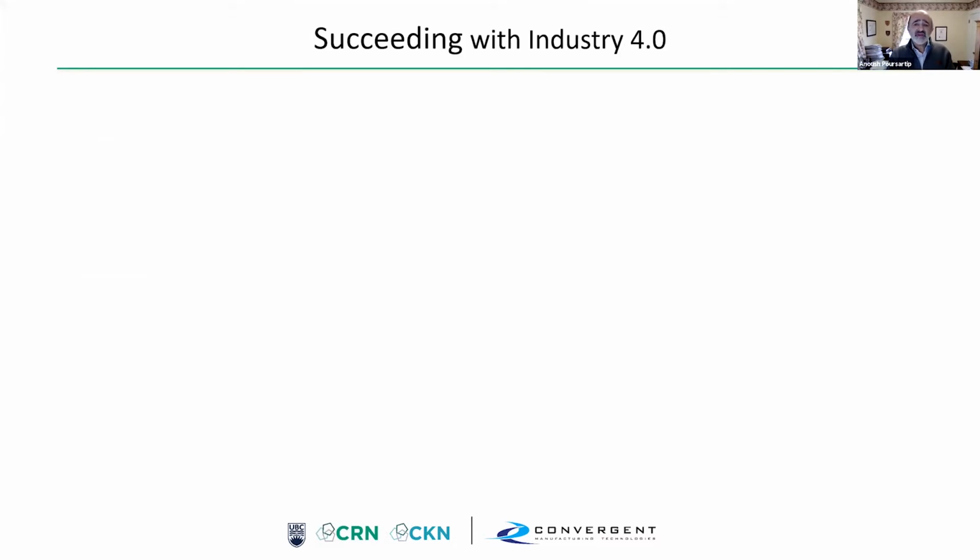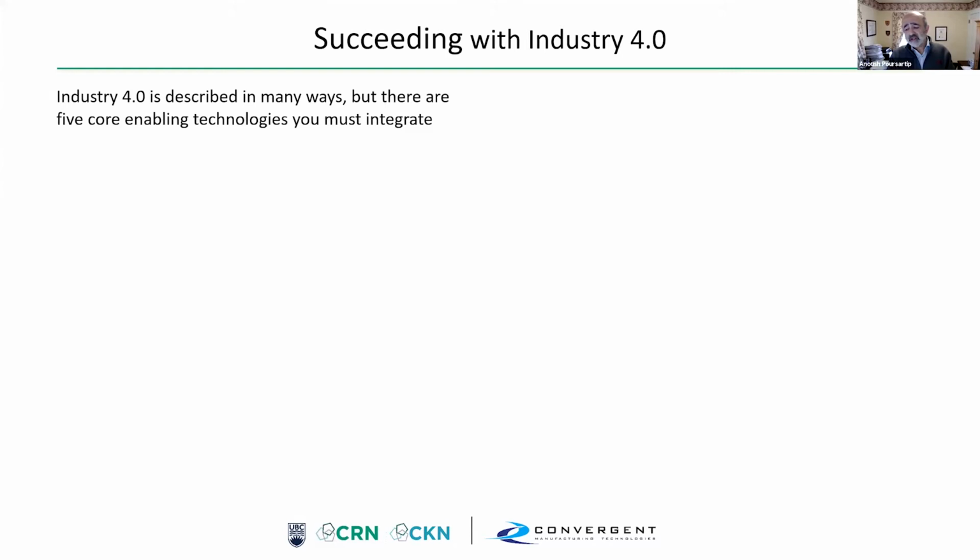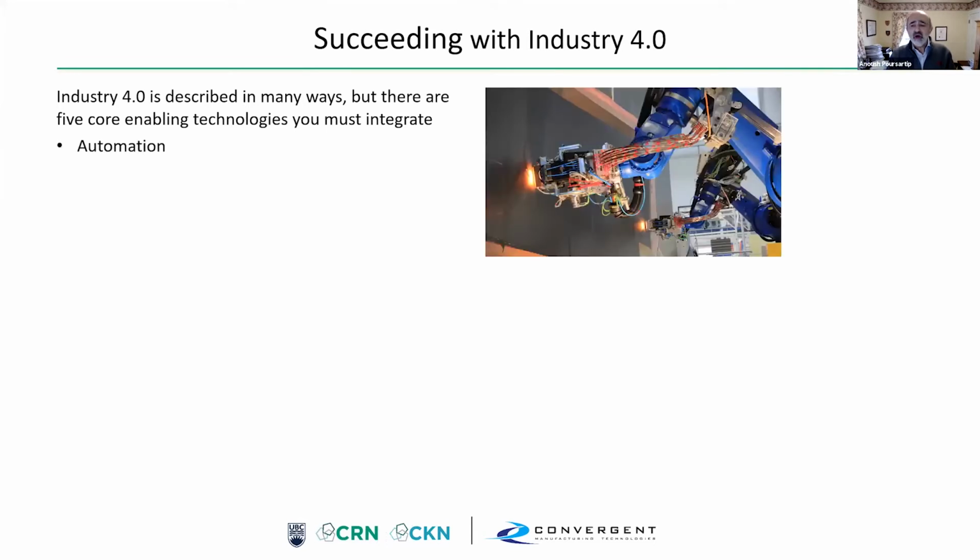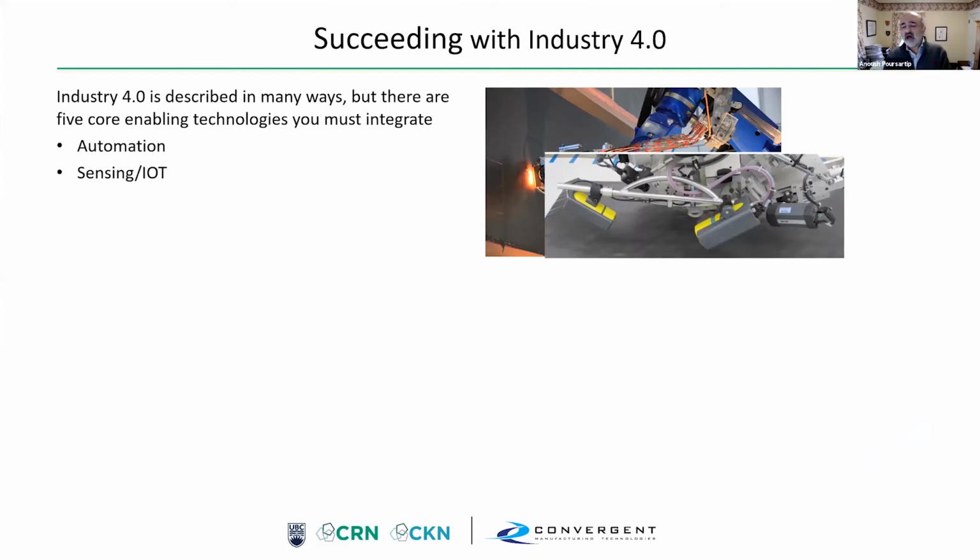So to succeed with Industry 4.0, and this is, of course, a topic of much discussion, there are, I would argue, 5 core enabling technologies that you have to integrate. And the way I present it is perhaps a little bit different to the way other people do it. Automation. Clearly, at the end of the day, we're trying to automate everything we're doing. Clearly, sensing, Internet of Things. Here, of course, we can use all the technologies that exist out there. Again, Greg showed some examples.